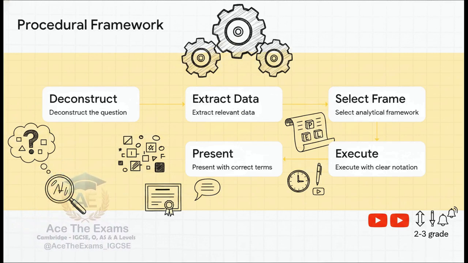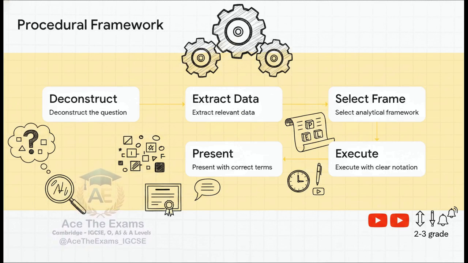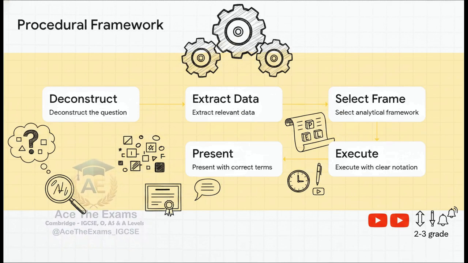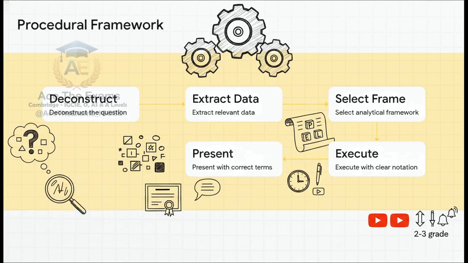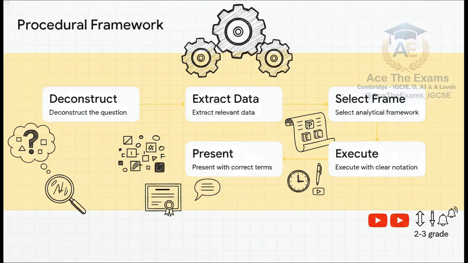Point. A virus checker uses advanced heuristic analysis. Evidence. Polymorphic viruses constantly change their digital signature with each new infection. Explanation. Therefore, traditional signature-based scanning completely fails, so the checker must dynamically run the file in a secure sandbox to monitor for malicious behaviors, such as unauthorized registry edits. Link. This behavioral systematic analysis ensures long-term system integrity. Boom. That is how you guarantee full marks.